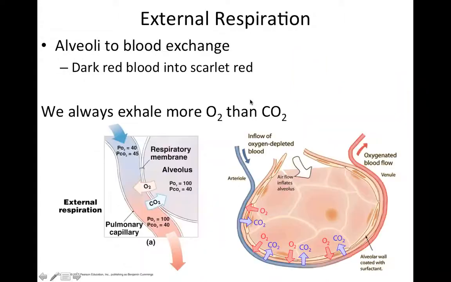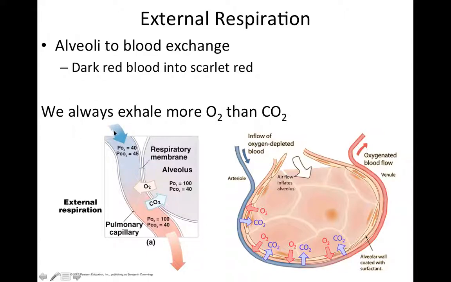When we look at external respiration, this is dealing with the air that we bring into our lungs and how oxygen and carbon dioxide is transferred. Okay, so when we transfer oxygen inside of our blood, it goes from a dark red into a scarlet red, so a very bright red. And what happens here is it's all about pressure.